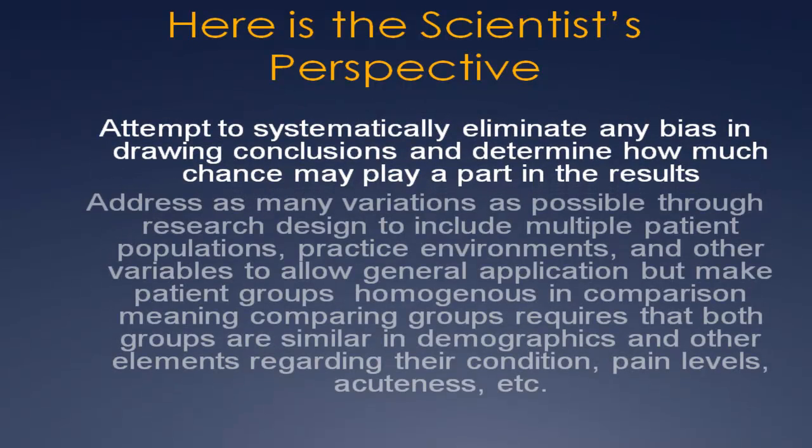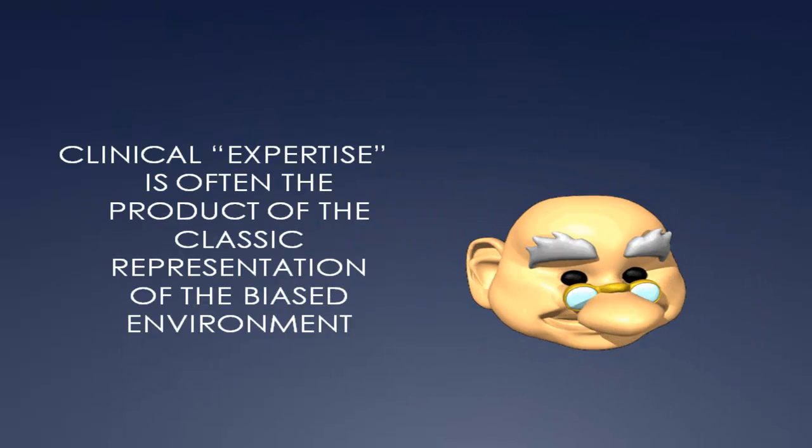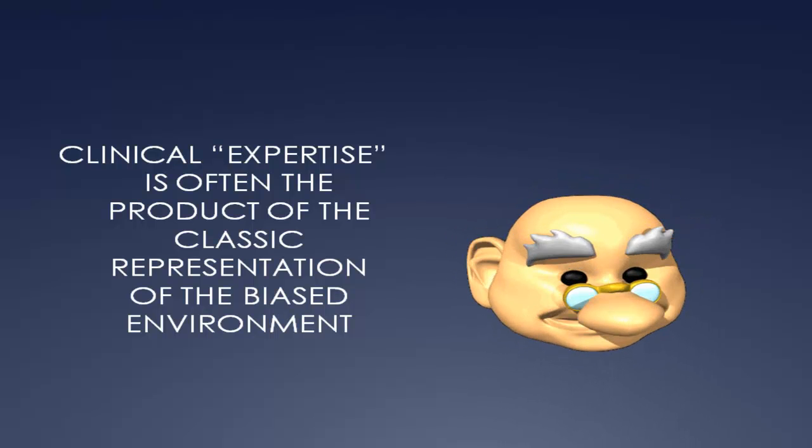Here is the scientist's perspective. Attempt to systematically eliminate any bias in drawing conclusions and determine how much chance may play a part in the results. Address as many variations as possible through research design, but make patient groups homogeneous in comparison, meaning that comparing groups requires that both groups are similar in demographics and other factors regarding their condition, pain levels, acuteness, etc. This is because the scientific perspective is that clinical expertise is often the product of the classic representation of the biased environment.